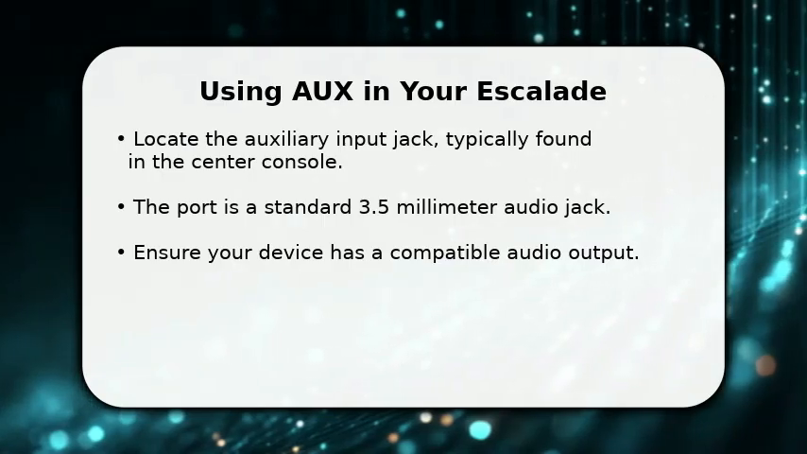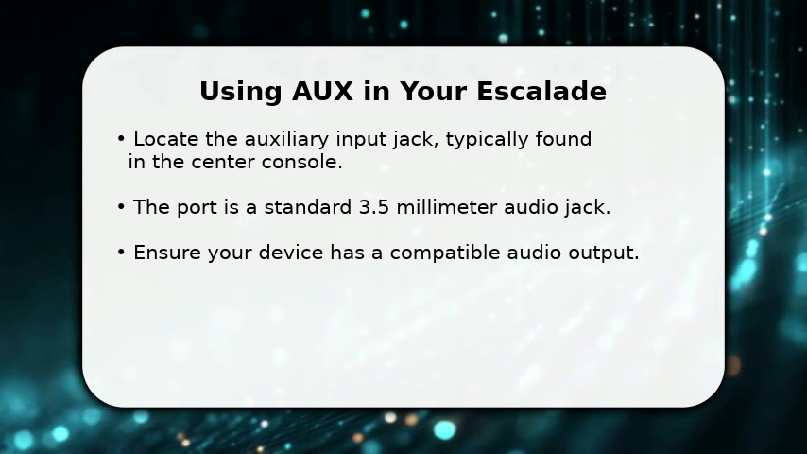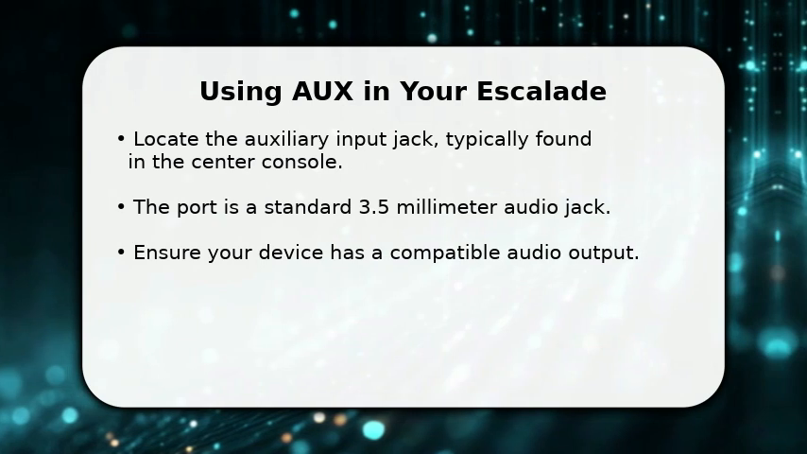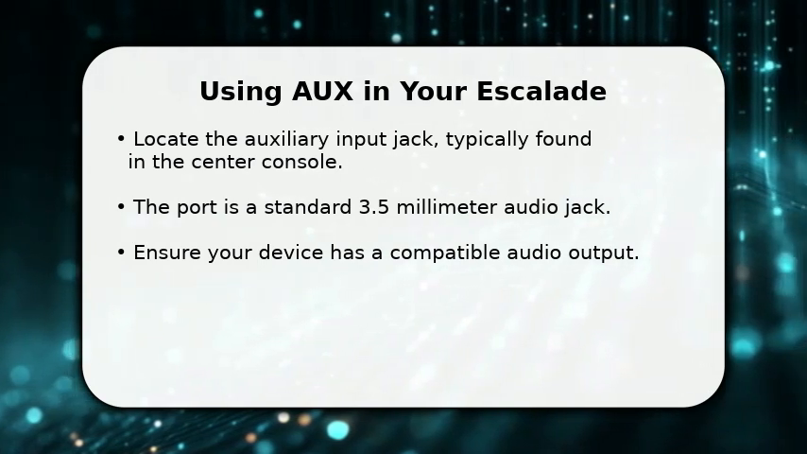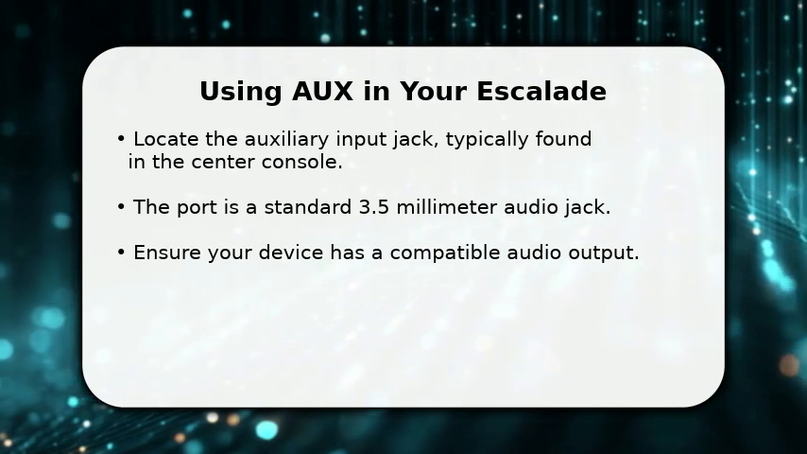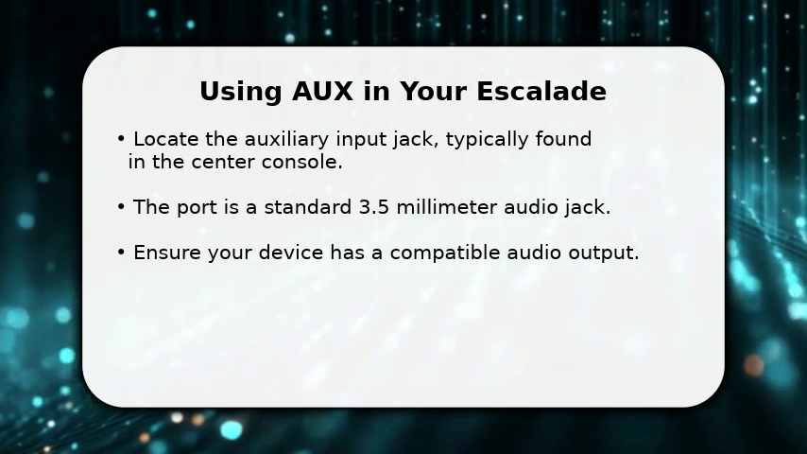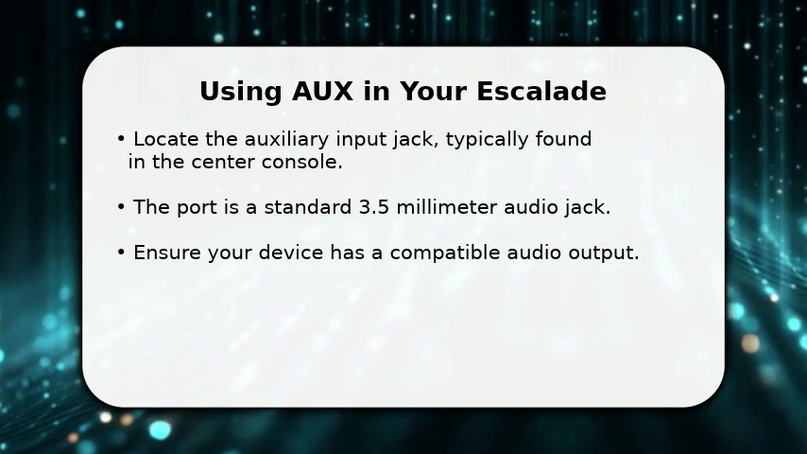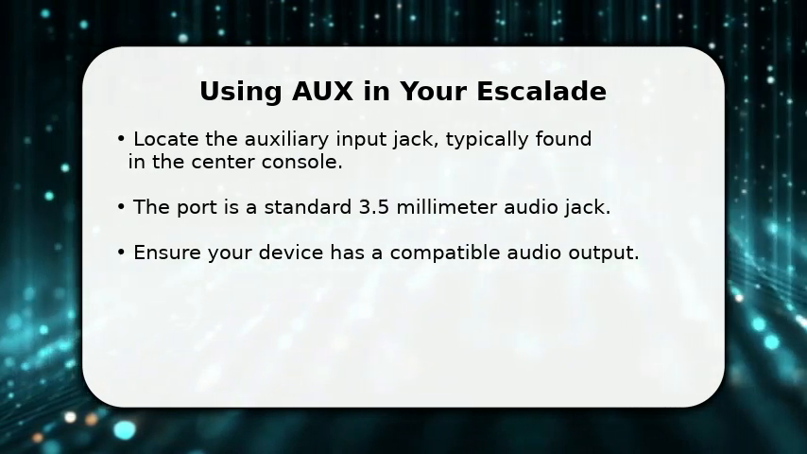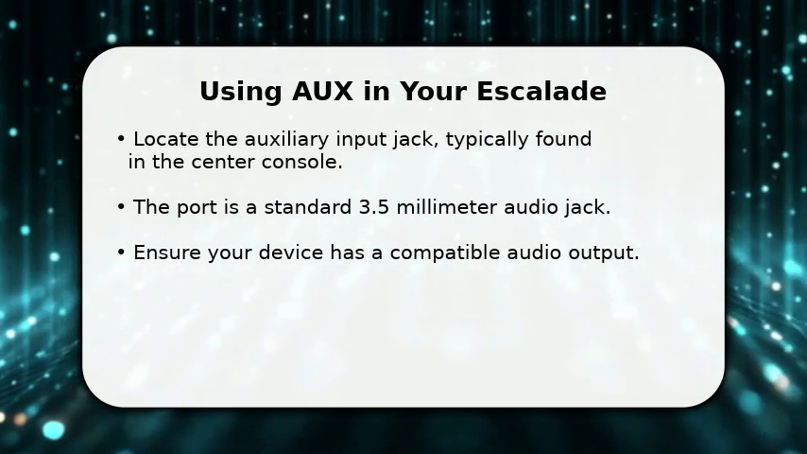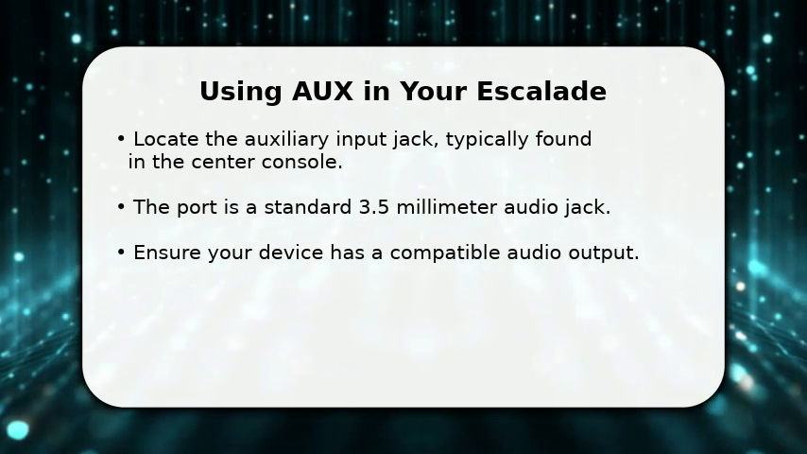In this video, I will show you how to use the auxiliary input in your Cadillac Escalade. First, you'll need to find the auxiliary port. It's usually located inside the center console storage compartment. This is a standard 3.5mm audio jack, so make sure your audio cable matches. Once you've located it, you're ready for the next step. This simple connection allows you to play audio from various devices directly through your vehicle's sound system.